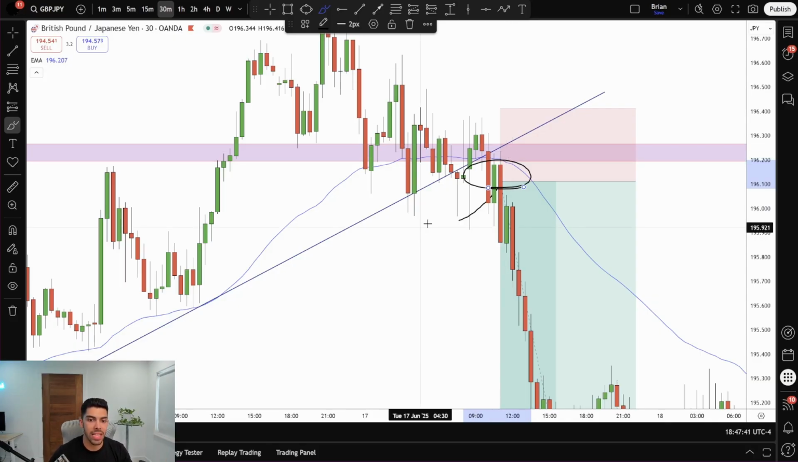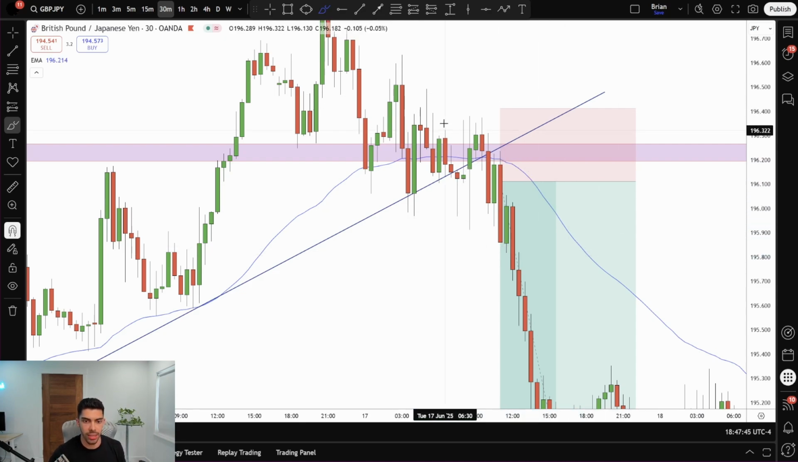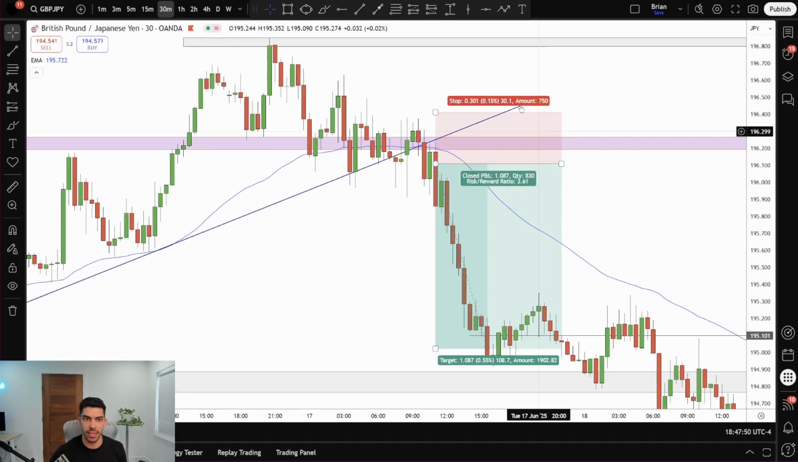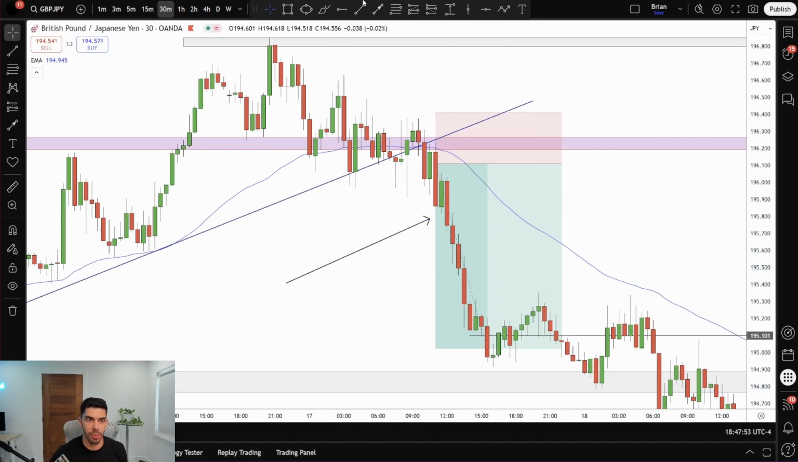melted down. As we started to break below the low of this candle right here, this bullish little support that we had formed, that is when I moved my stop loss to break even. So I moved my stop loss to break even upon breaking this low. And at that point, good to go down all the way.